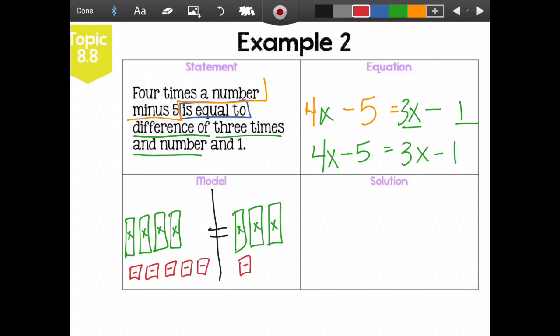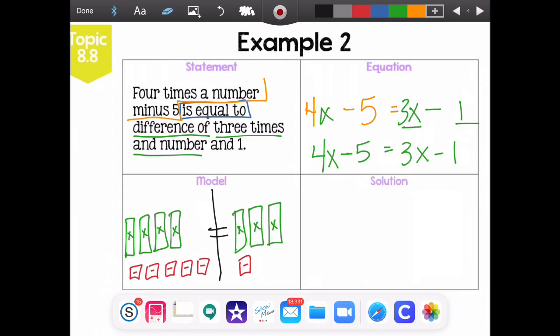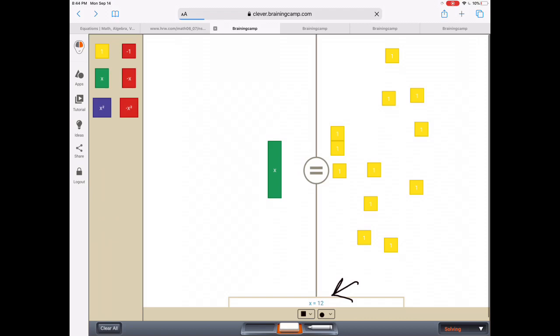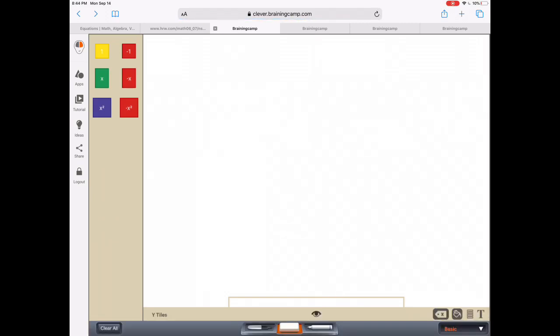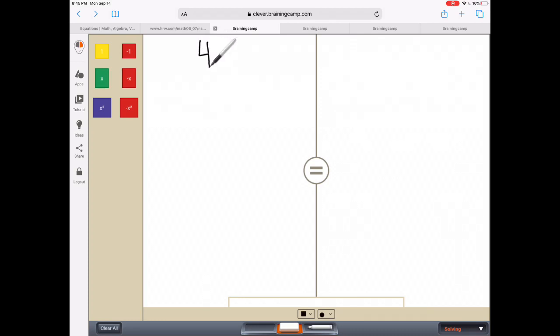Okay, and your drawing doesn't have to be perfect, guys. It's just a quick sketch for you to visually see what this problem is saying. So we're going to come to our tiles here. I'm going to clear this, put this board back. Okay, so our equation was 4x minus 5 equals 3x minus 1.